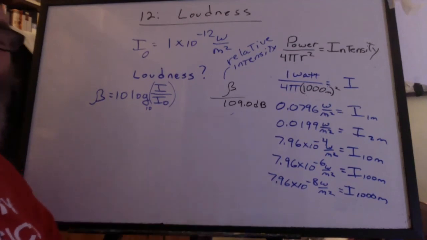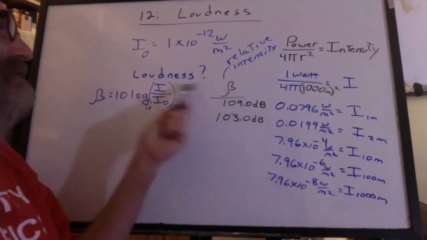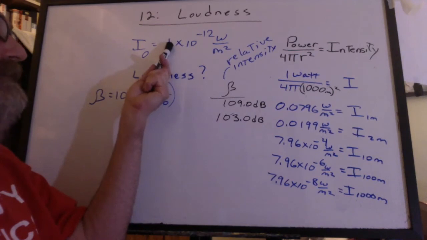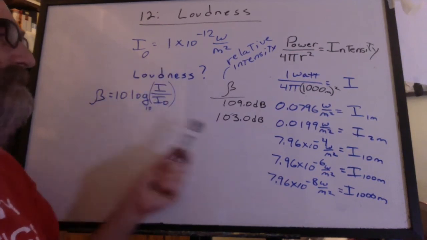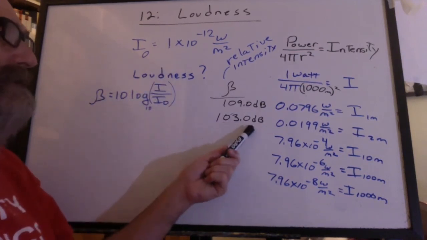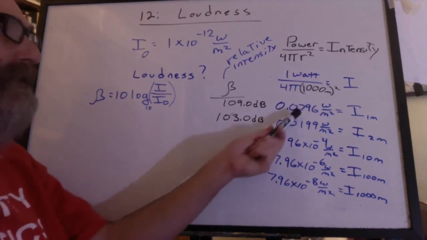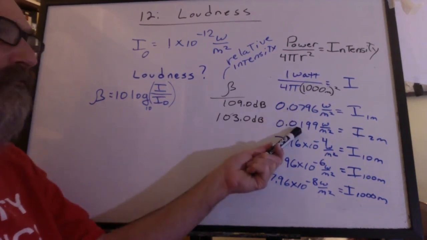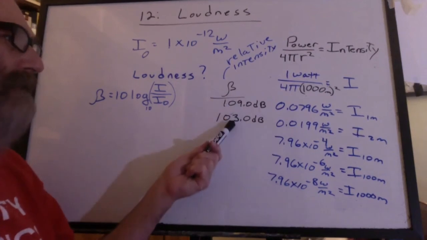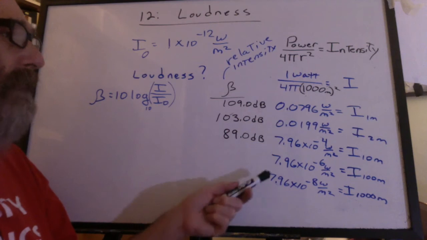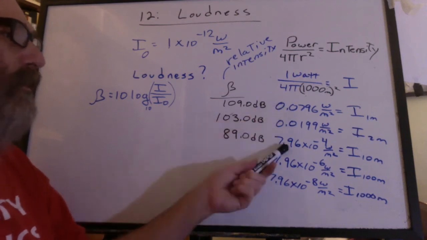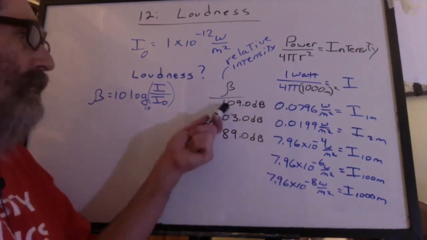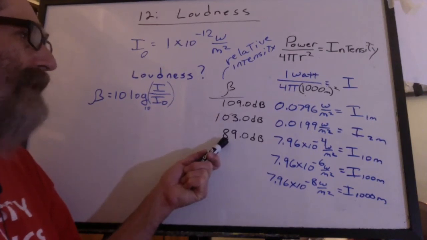Well, let's do a few more of these. If you take this intensity and divide by the quietest sound we can hear, run it through the calculations, we get 103 decibels. Now notice, the intensity has gone down by a factor of 4, but this has only gone down by 6 decibels. It doesn't seem like very much. Well, now look what happens when we go to 1/100th the intensity. We've gone down by 20 decibels.